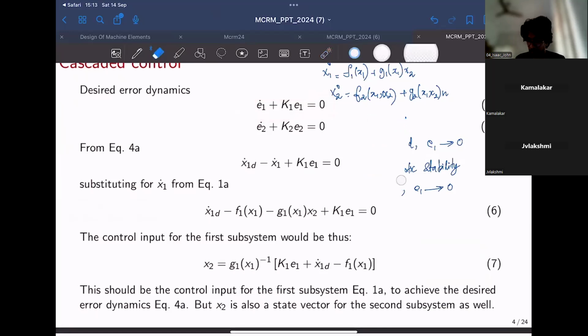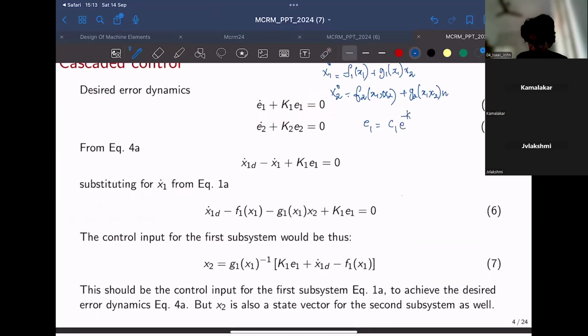Because if you solve this homogeneous equation, the homogeneous solution for this differential equation would look something like this. E1 would be C1 e raised to minus K1t. This is how the homogeneous solution of this equation would look. And it is pretty evident that as time tends to infinity, this error should tend to 0.